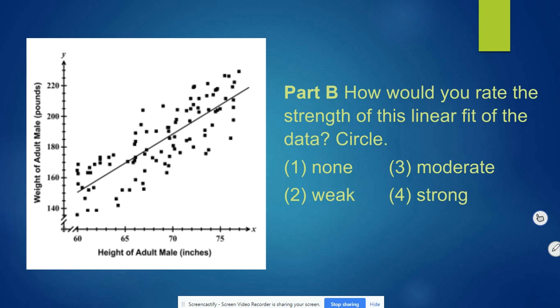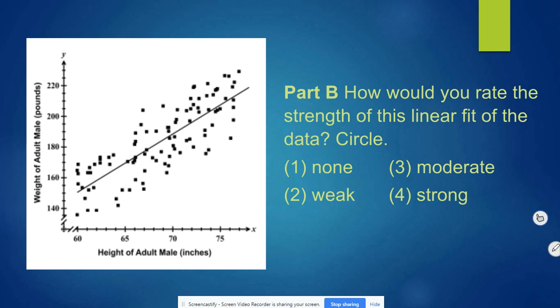So here, part B, how would you rate the strength of this linear fit of the data? Circle 1. Would we say there's none? Would we say there's a moderate relationship? Would we say there's a weak relationship or a strong relationship? I wouldn't say none because there definitely is a trend here. There is a pattern that's increasing.